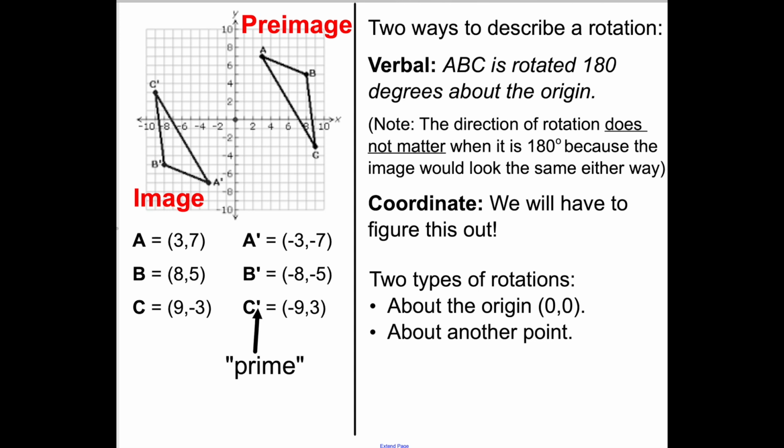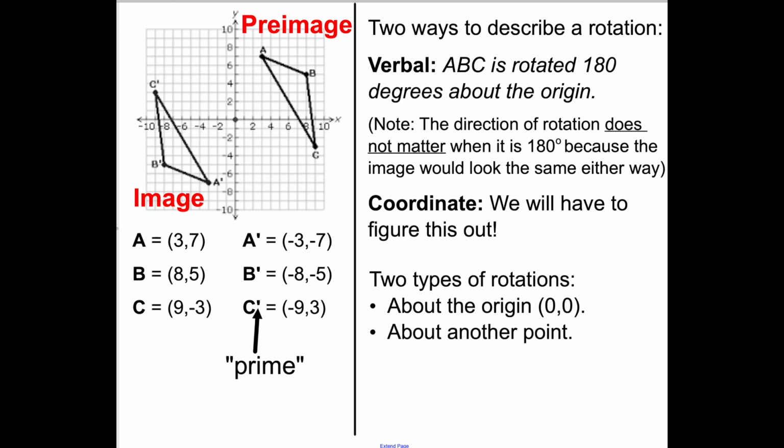So as you see here, again, two types of rotations. Mainly we see about the origin, but we can really rotate about whatever point we want. 2, 1, 3, 3. -1, 2. Really, any point you want, we can really rotate about it, okay? And as you see on the left, we retain this idea of prime notation. So as you can see, we rotated 180 degrees about the origin here, and you can see that 3, 7 A went to -3, -7, A prime. 8, 5 went to -8, -5, and 9, -3 went to -9, 3.